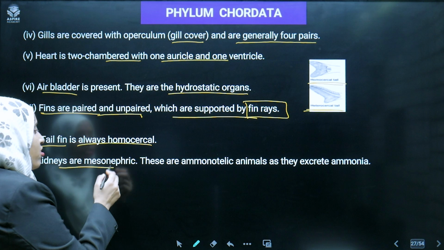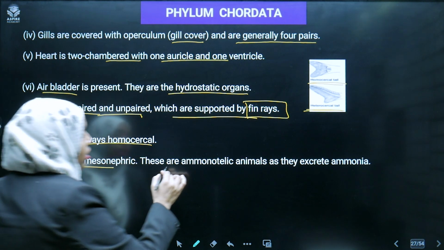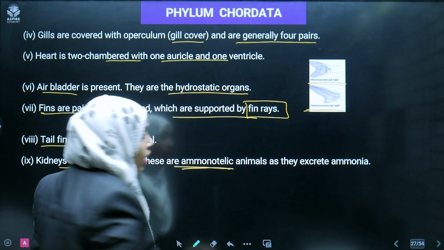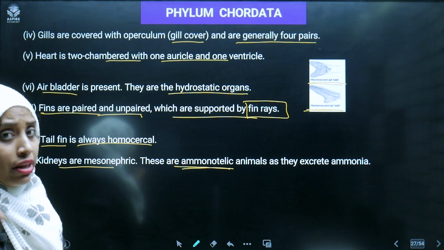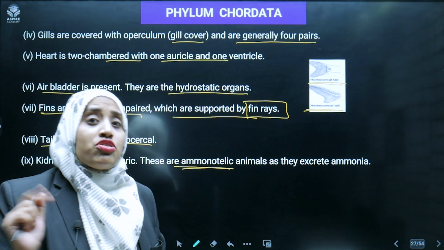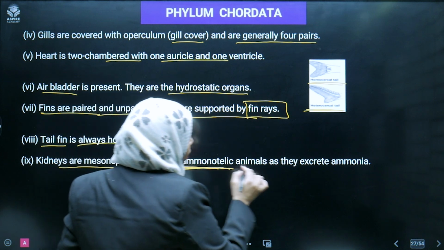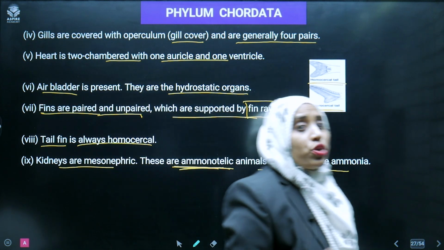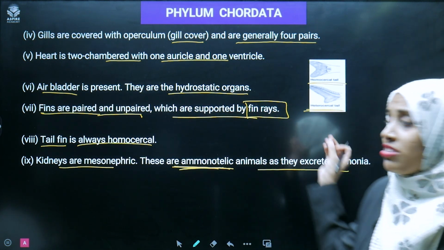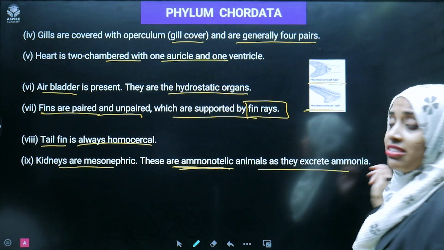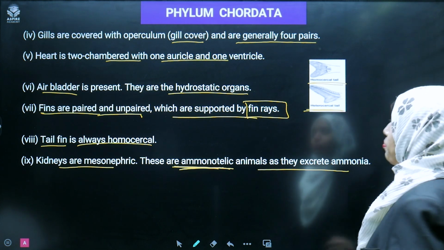And kidney कैसा होगा? Mesonephric and they are ammonotelic. ठीक है. Chondrichthyes ureotelic है, means their excretory waste is urea and here ammonia. ठीक है. So they are ammonotelic animal as they excrete ammonia. Fishes क्या excrete करते? Osteichthyes. ठीक है. They excrete ammonia as a waste product.